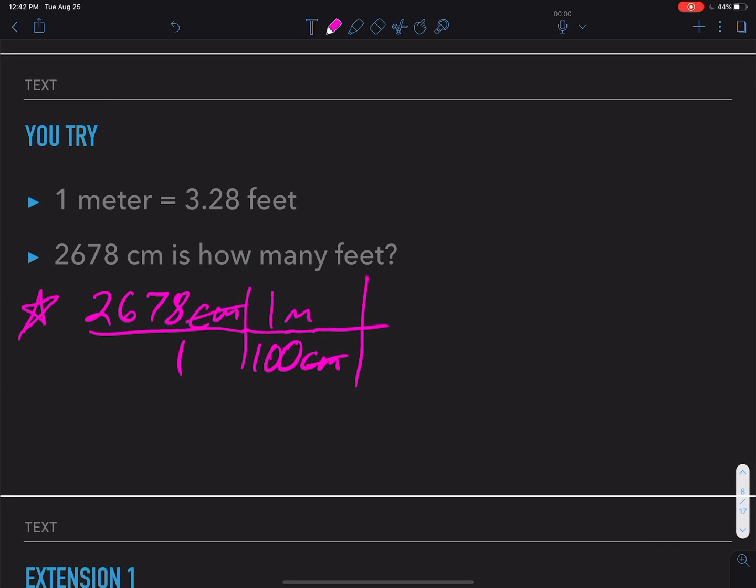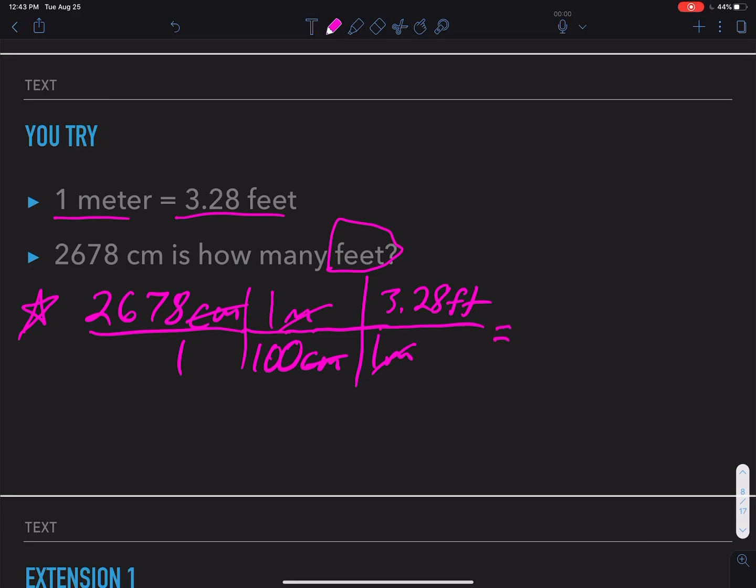So that puts our answer currently in meters. We need to know how many feet. So we know that 1 meter is 3.28 feet. Since I want to cancel out meters on the top, I need to put meters on the bottom. So that gives me feet on the top and nothing on the bottom, so my answer is in feet.